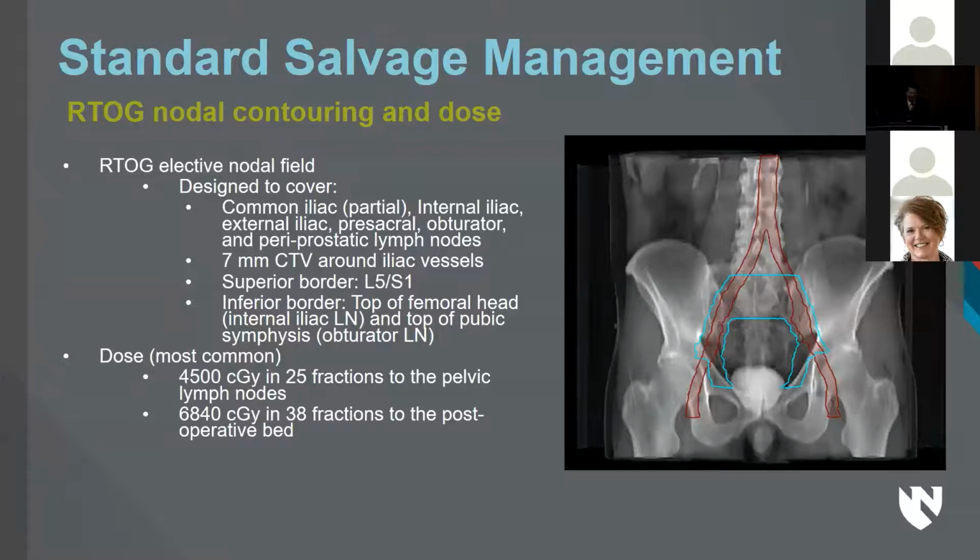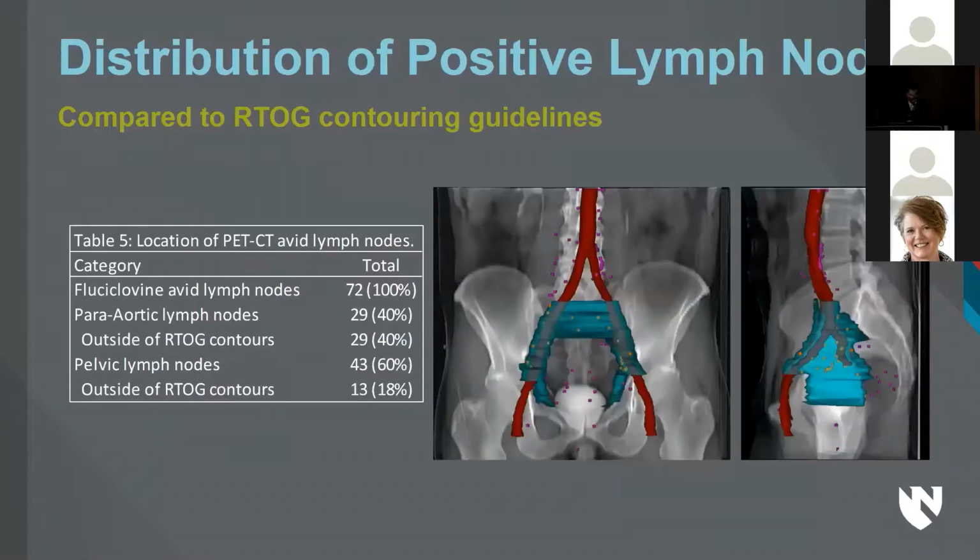And in the biochemically recurrent setting after radical prostatectomy, we do 68.40 centigray in 38 fractions to the postoperative bed. This figure shows all of the involved lymph nodes of any of the 225 patients that had involved lymph nodes. We mark them in purple if they're outside of that standard radiation field, or orange if they're inside that standard radiation field.